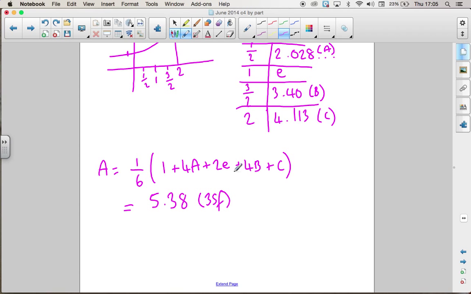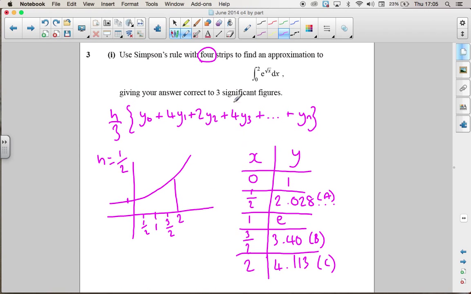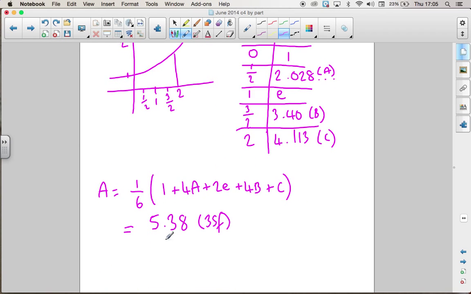I'm just going to double check that's what they wanted. Accurate to, yes they did, 3 significant figures. So 5.38 is my final answer.